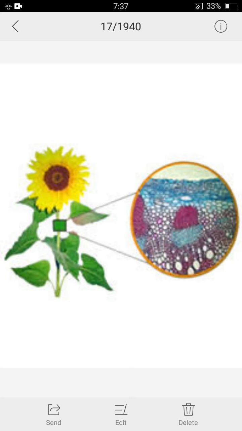So in these plants, how is the anatomy present? What are the different anatomical structures? Let us see a few characteristics of the dicotyledonous leaf.